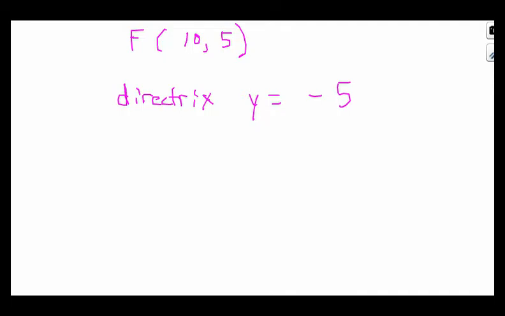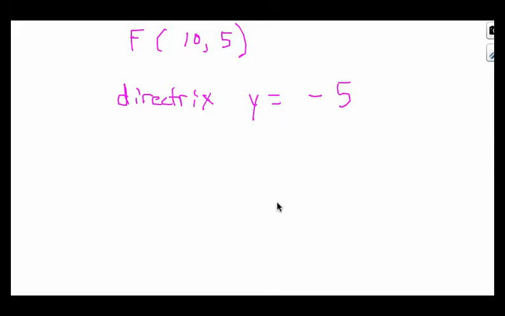Now you try coming up with the equation of this parabola in vertex form. This is a vertical parabola. The focus is (10, 5), directrix y equals -5. Go ahead and pause the video and then check your answer.